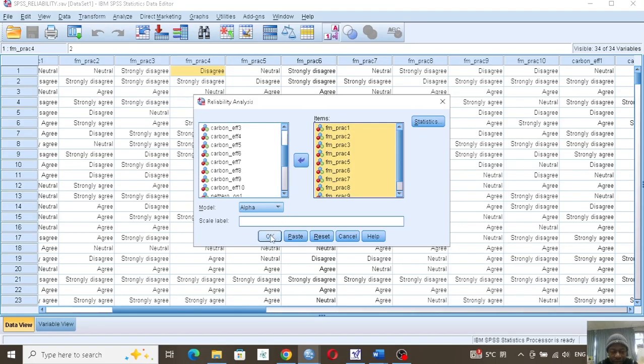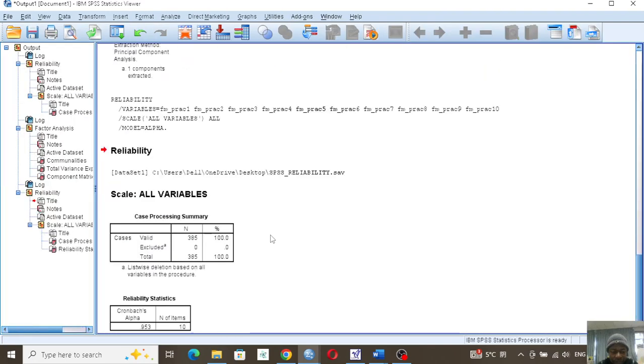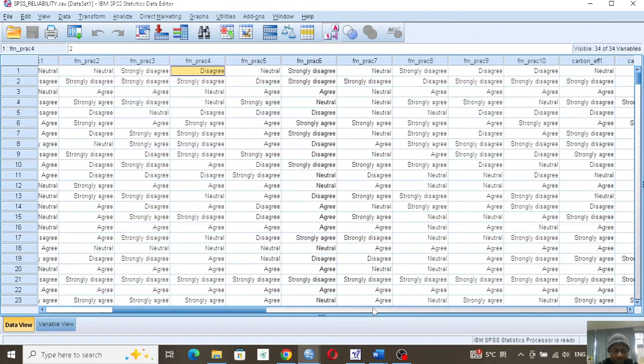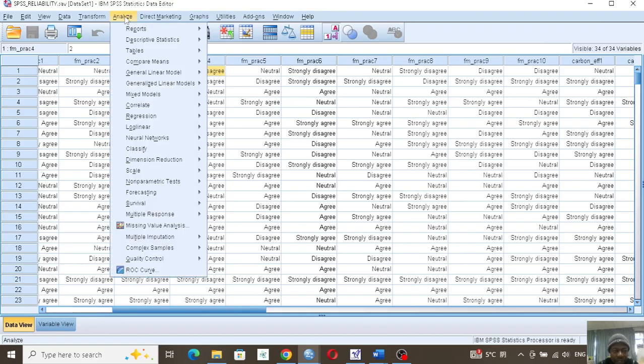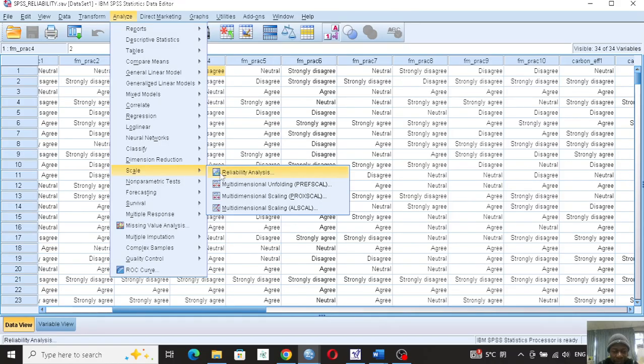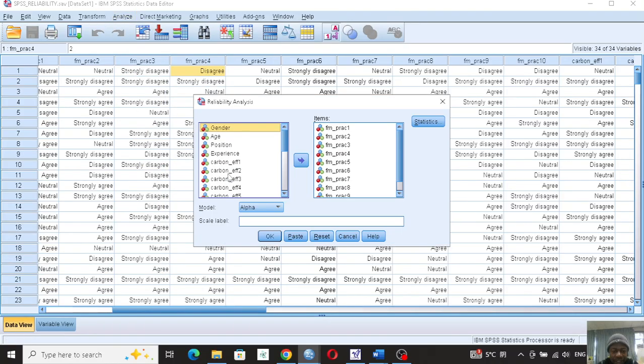Then you run. I want to show you something. When you move to analyze, scale, and then reliability analysis, after moving the items here, make sure the model here is on alpha. Though by default you see it on alpha, but just be very sure.